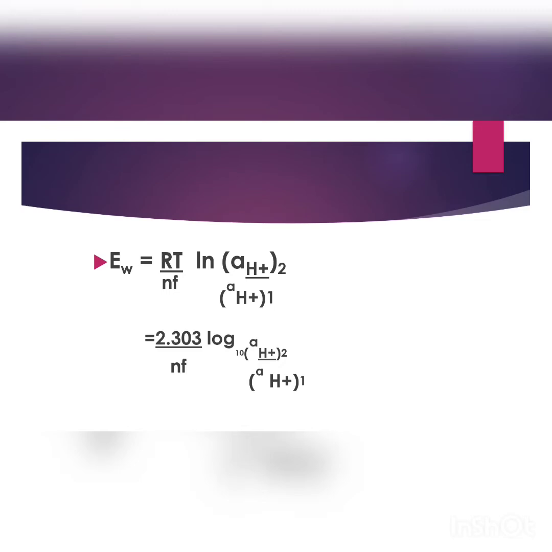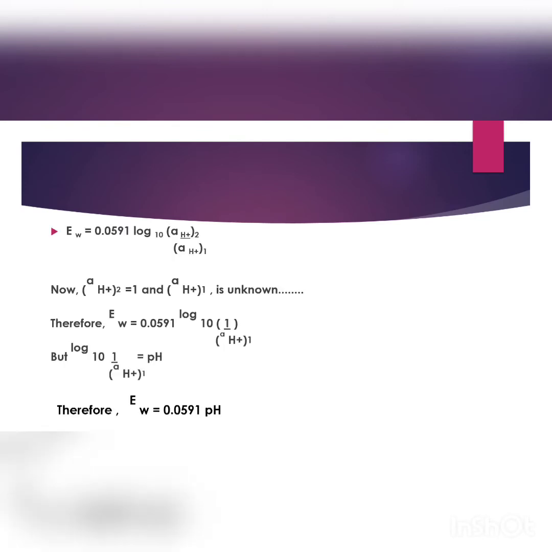Now, what are all these symbols? R, T, n and F? They are the constants. That is, R is the gas constant which has a value of 8.314. T is the temperature at 273 Kelvin. F is the Faraday's constant, which has a value of 96,500, and n is the number of electrons, which has a value of 1.